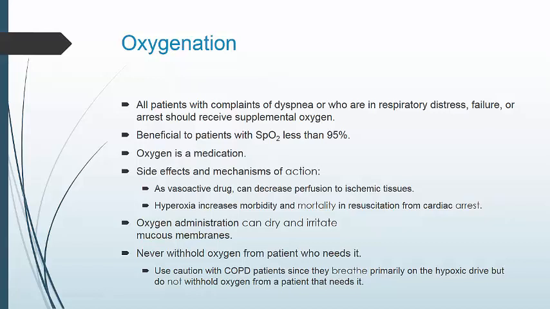Once you've addressed the ventilation aspect of your airway, now we're going to look at your oxygenation. So we know that any and all patients with a complaint of dyspnea or who present in respiratory distress, failure, or arrest should get some form of supplemental oxygen. It can be beneficial to a patient with SpO2 of less than 95%. Remember, 95 to 100% is considered to be normal. Also worth noting that patients who have chronic lung disease sometimes will have lower SpO2 levels, 90 to 92, and that may be acceptable for them as well.